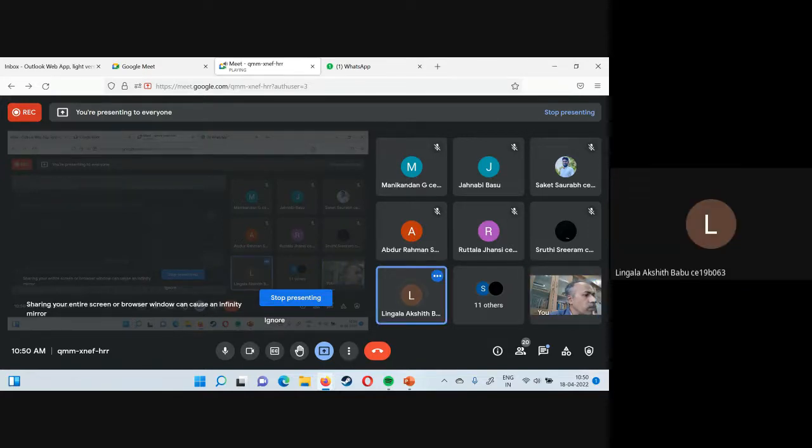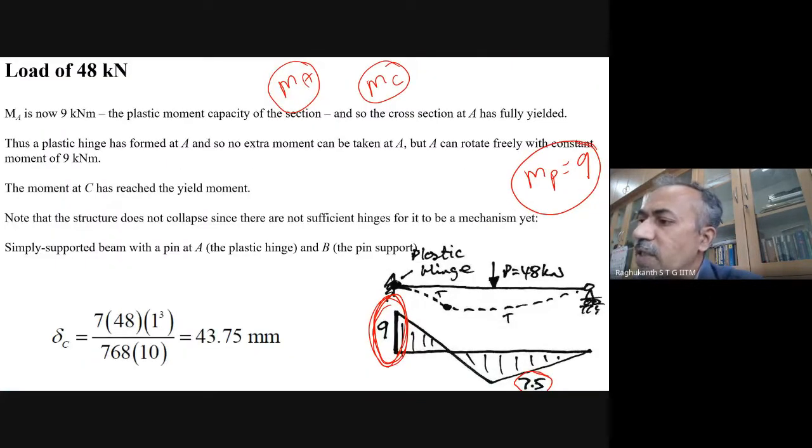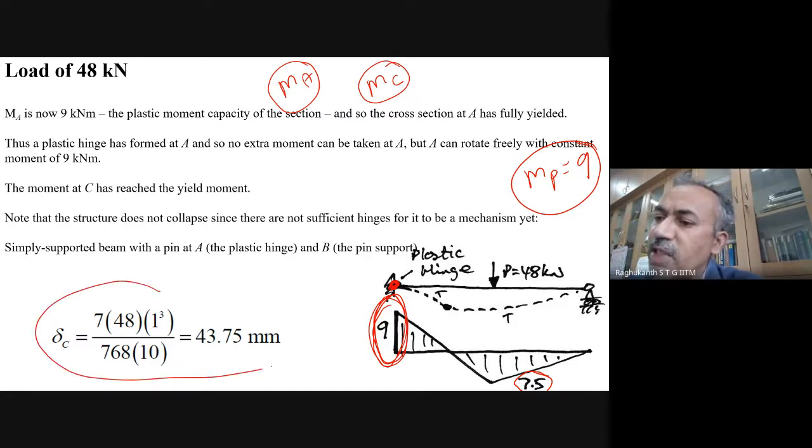Plastic hinge has happened basically. So at this place, the plastic hinge has formed. And if we calculate the deflection with the same formula, it is 43.75. But now, what about C? Now, what will happen here? If you add some more loads, what will happen?